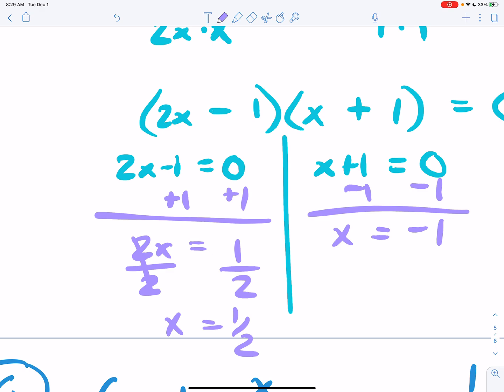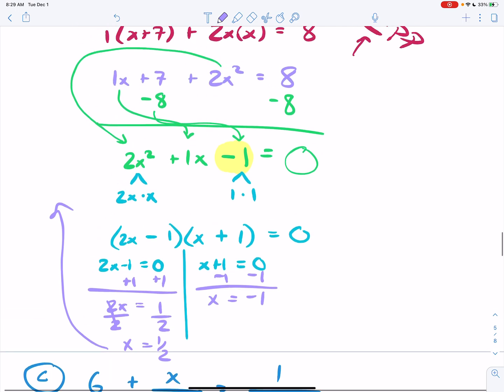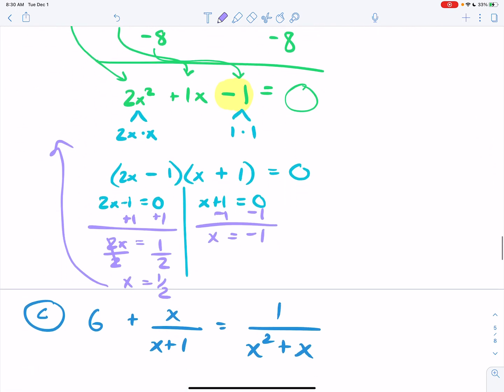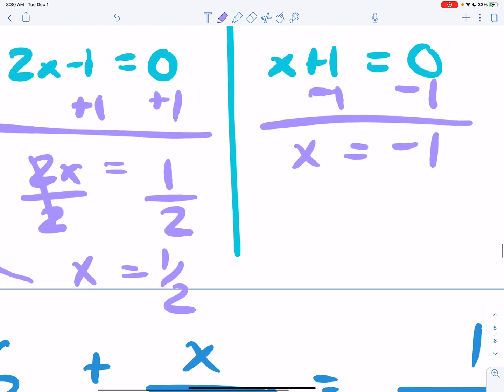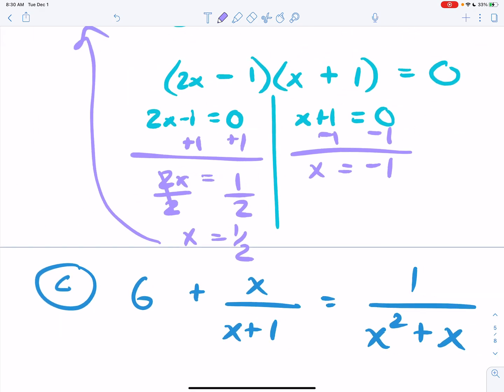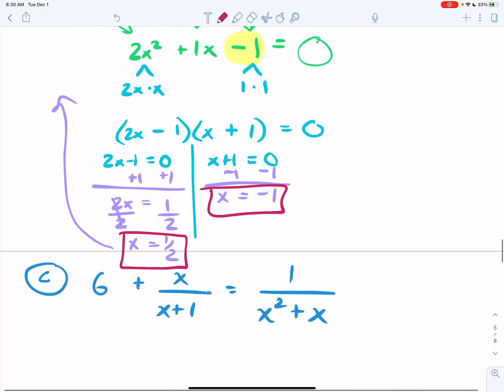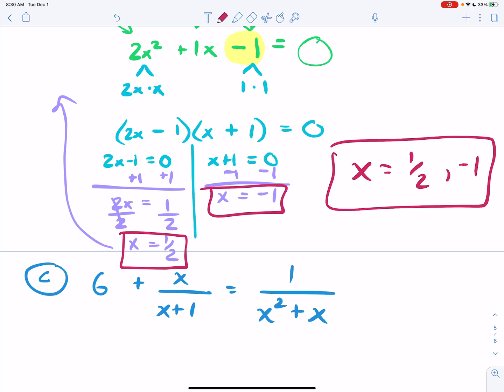And before I box these, I want to make sure that there are no conflicts. So let me go back up and check my restriction here. At the beginning, I said x can't be 0 or negative 7. Do I have 0 or negative 7? I don't. So there are no extraneous solutions here. So I actually have two perfectly good solutions. Okay? So on Delta Math, you would write x equals 1/2, comma, negative 1.